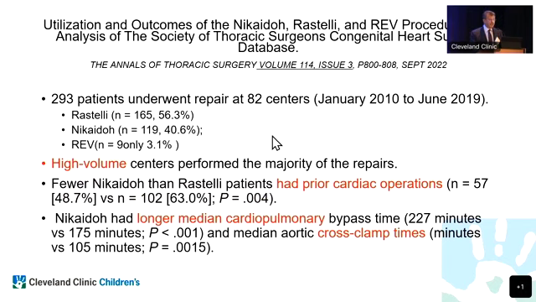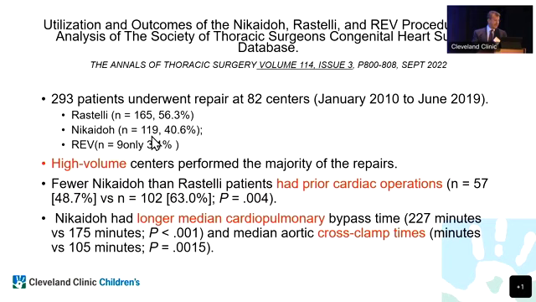Nikaidoh group. This is a publication from the STS database. Morell and Jeff Jacobs actually were co-authors in this, Victor Morell. 293 patients who underwent repair at 82 centers in a period of approximately 10 years.